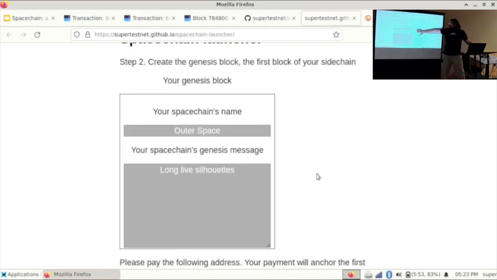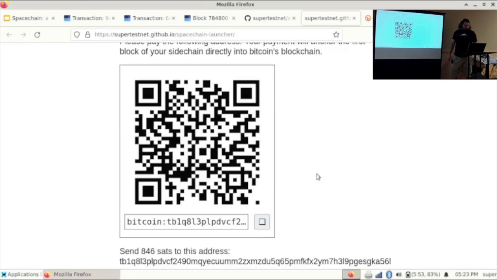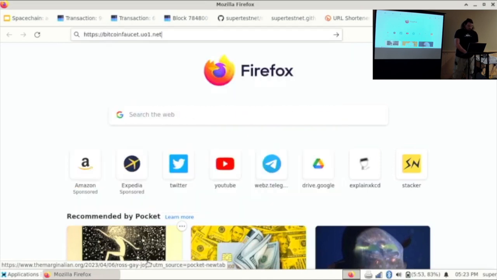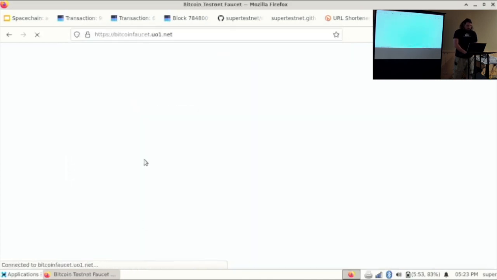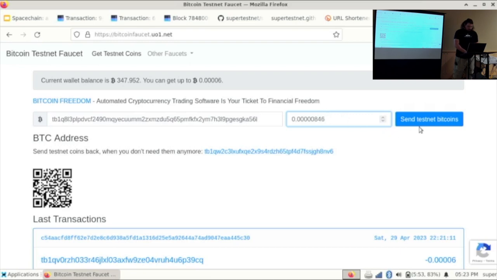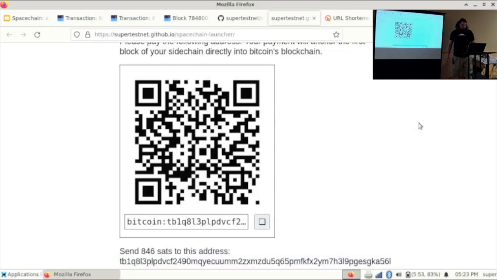Alright, so here's our first space block. We're going to anchor this into Bitcoin by taking a hash of it and putting that hash in the witness data of the transaction. Here's the Bitcoin address we need to send to. We need to send 846 sats to that address. I'm going to go to a testnet faucet and put this in here. Say 0.0846 and send. Okay, and now this page should detect that within about 30 seconds.